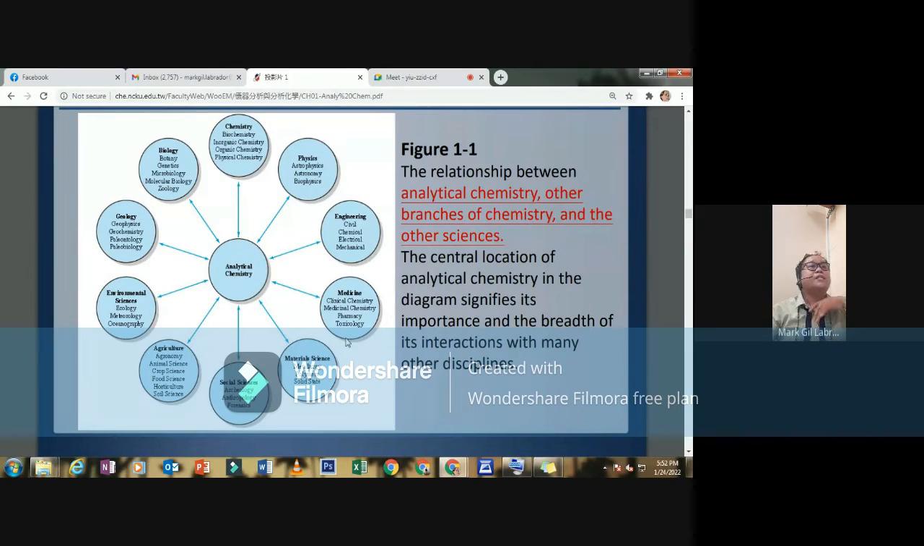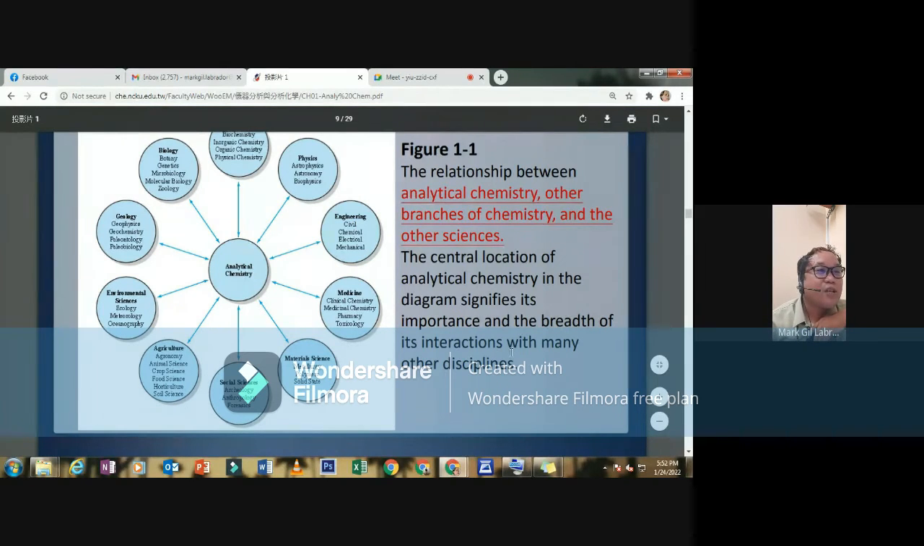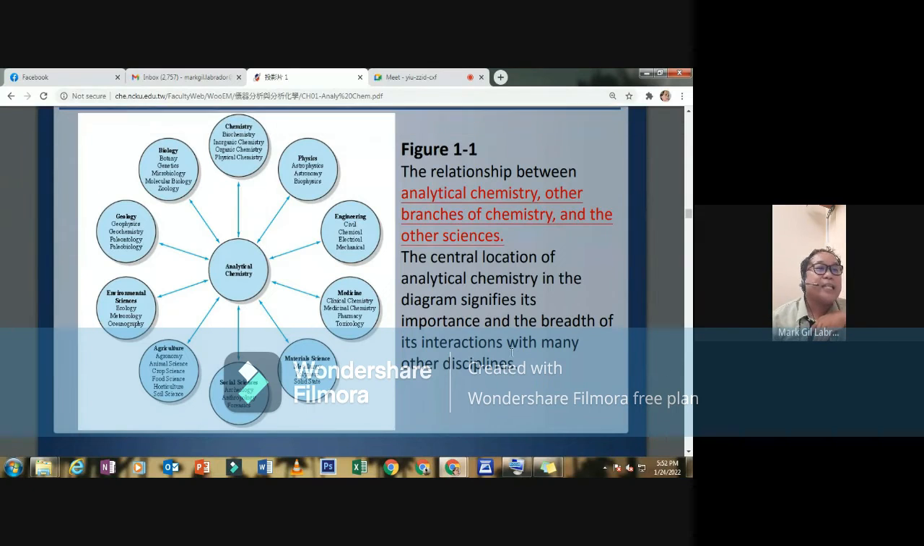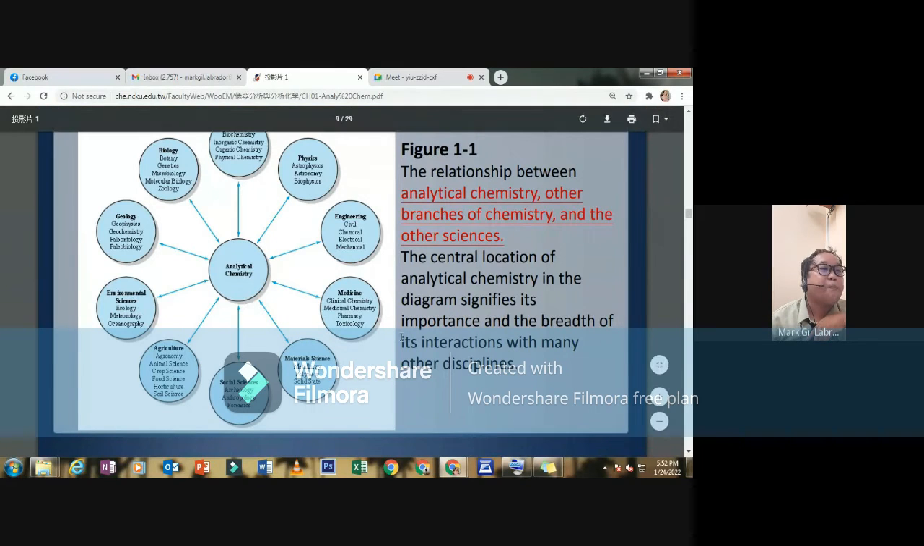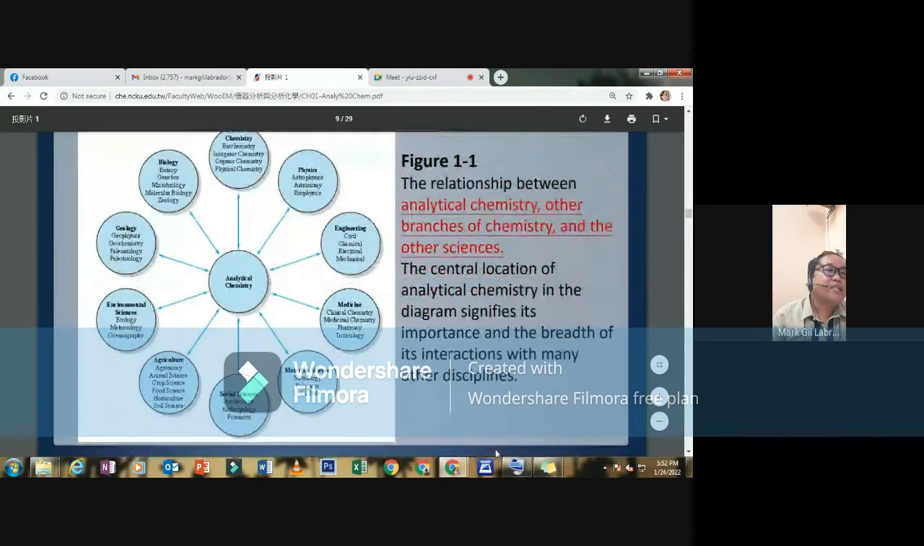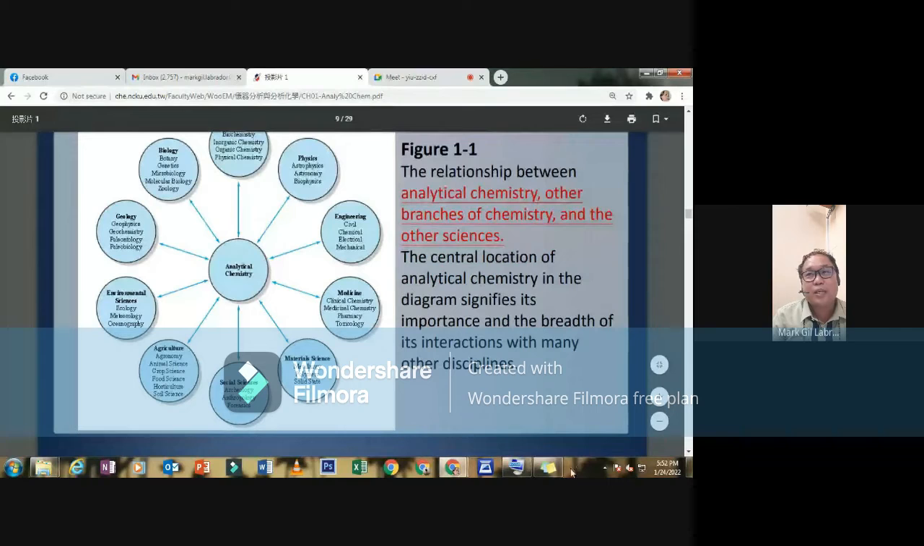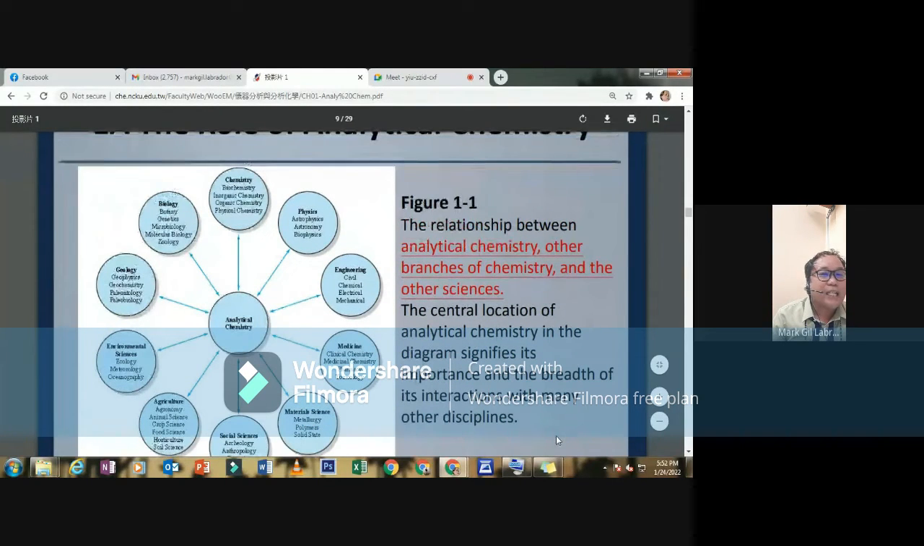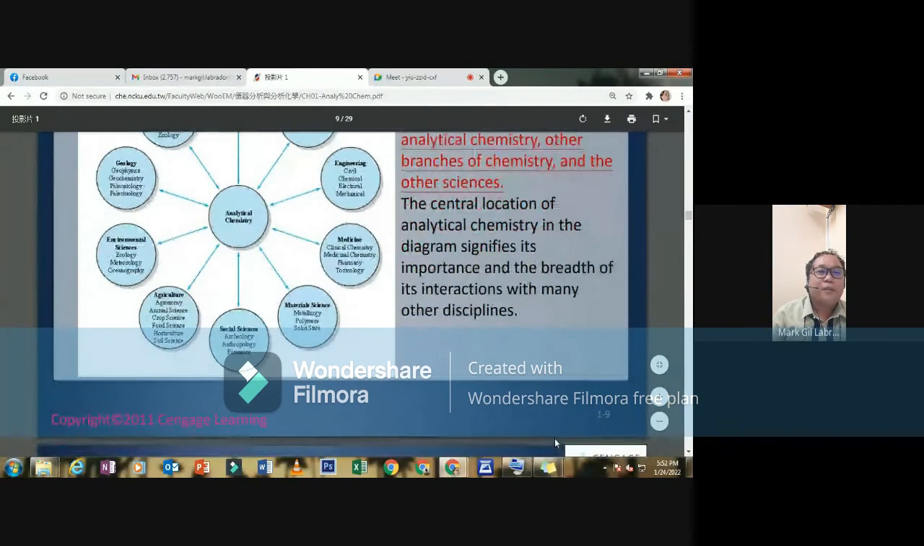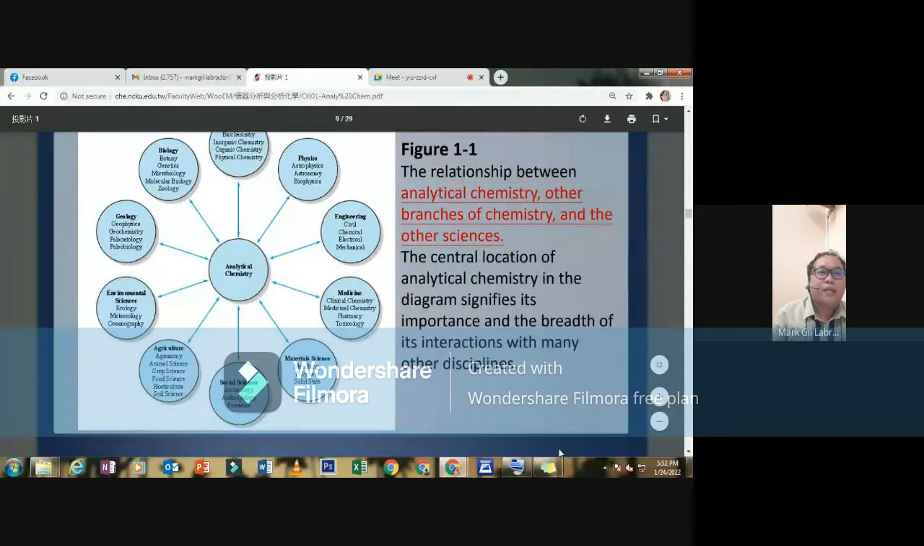So, next, central location of analytical chemistry in the diagram signifies the importance and the breadth of its interaction with many other disciplines. So, meaning ito lahat natatouch in analytical chemistry. Kasi nga, pag binigay ng Ma'am ang subject, anong subject yan, Ma'am? Analytical chemistry. Oh my gosh, medyo mahirap yan, diba? Kasi we're going to analyze the chemistry of life.